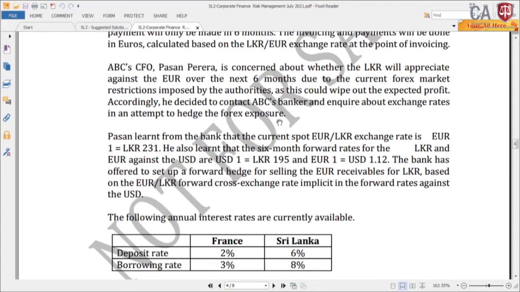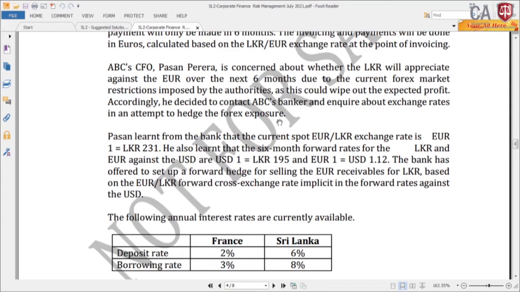So forward exchange contract rates are given. The only thing is they have not given the forward exchange contract rate between the euro currency and Sri Lankan rupees. They have given you the US dollar and euro, and the US dollar and Sri Lankan rupee. So the US dollar is the common currency. When you are given a common currency and two rates, you can always calculate the cross exchange rate between the Sri Lankan rupee and the euro currency. We will come to that.